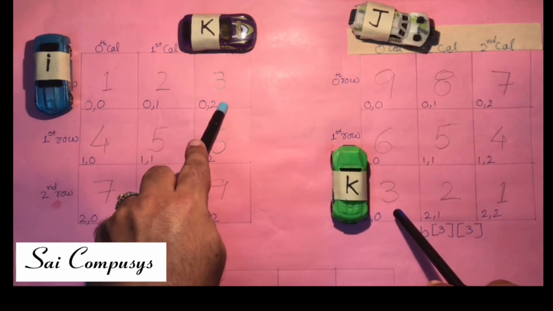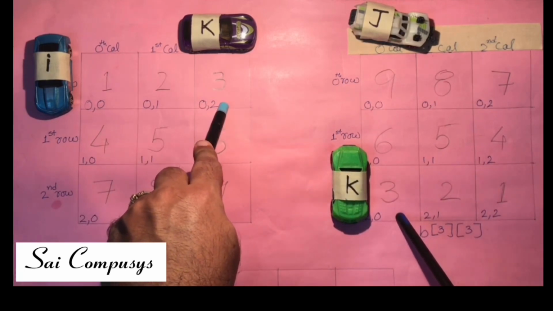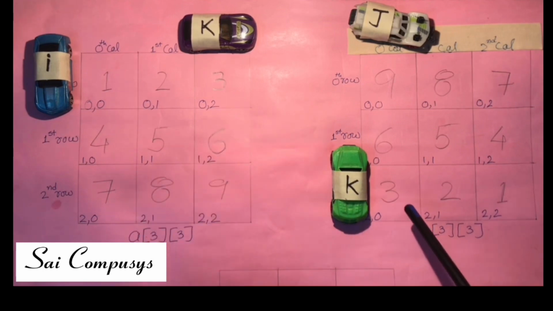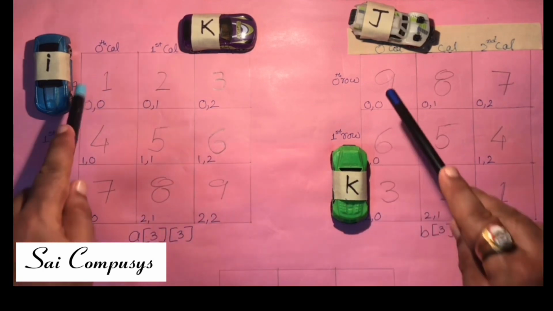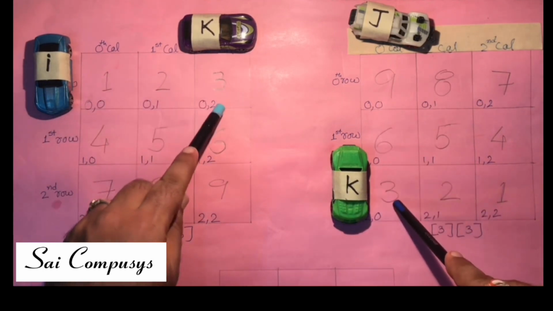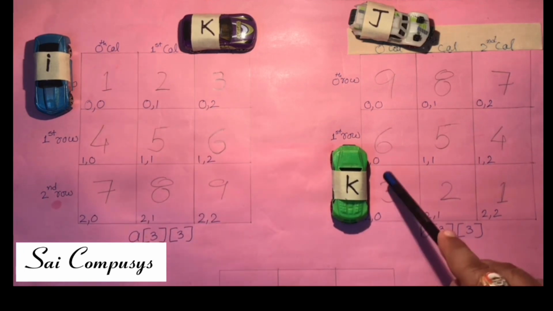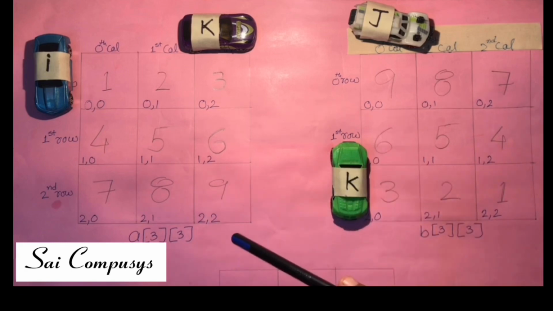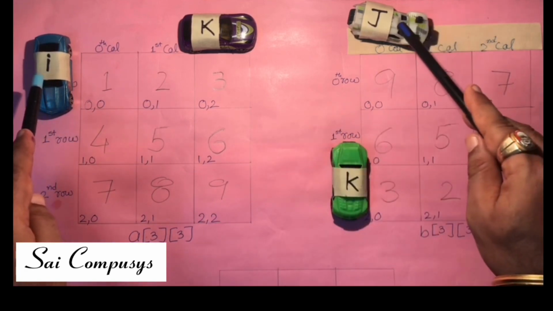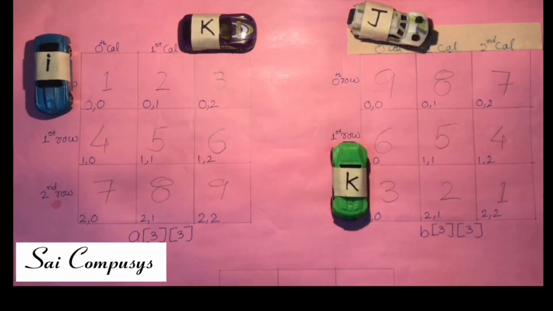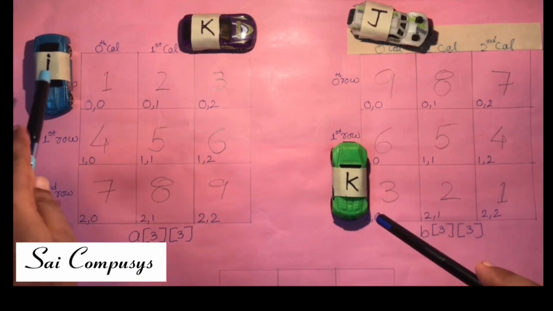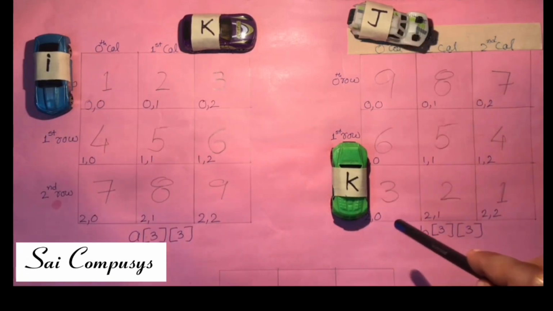A of ik will be multiplied by b of kj, so that would be 3 into 3. That gives me the element 1 into 9 plus 2 into 6 plus 3 into 3. This I'll be storing on the ijth position of matrix C. Ijth means the 0, 0th position of the matrix C. Now what I have done is I have multiplied the 0th row with the 0th column.